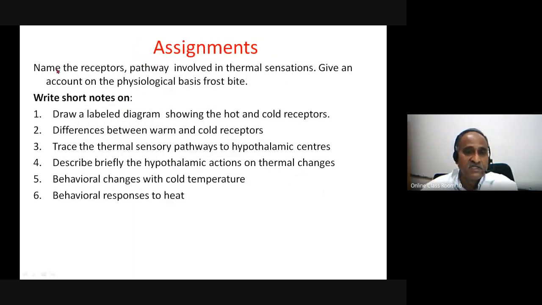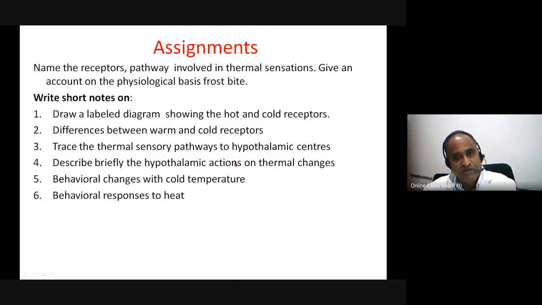Assignments, I will just give you questions. Name the receptors and pathway involved in thermal sensation. Give an account of the physiological basis of frostbite. Draw a labeled diagram showing the hot and cold receptors. Differences between warm and cold receptors. Trace the thermal sensory pathway and hypothalamic centers.